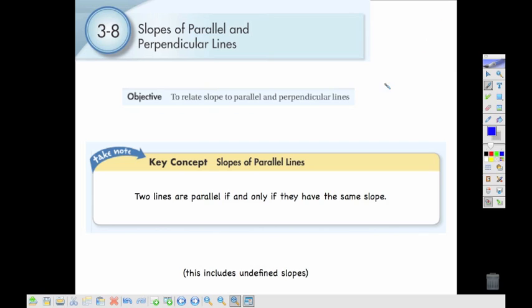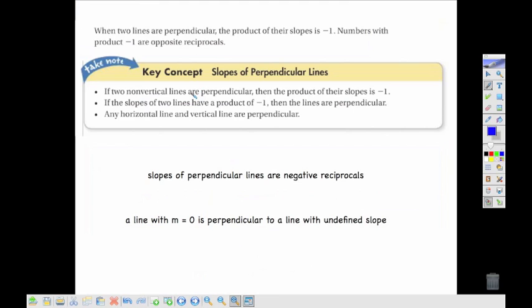The basic idea is connecting parallel and perpendicular lines with their slope, and we know that two lines are parallel only when they have the same slope, and if they have the same slope, we know that they're parallel. This would even be if it's a vertical line, we say it has an undefined slope, but they're still parallel. When two lines are perpendicular, the definition is that the product of their slopes is -1. Now we normally think about that as their slopes being negative reciprocals.